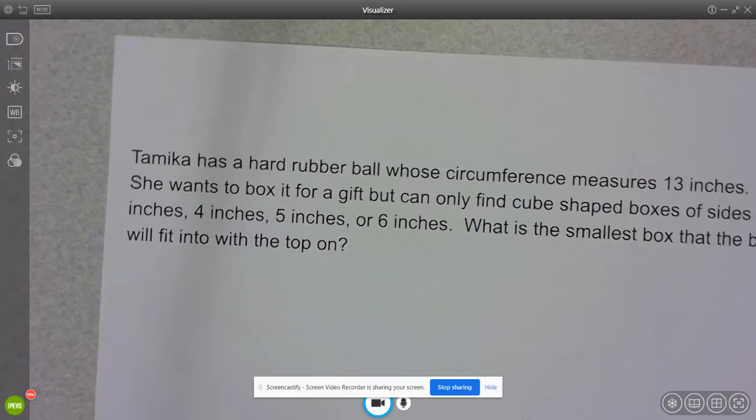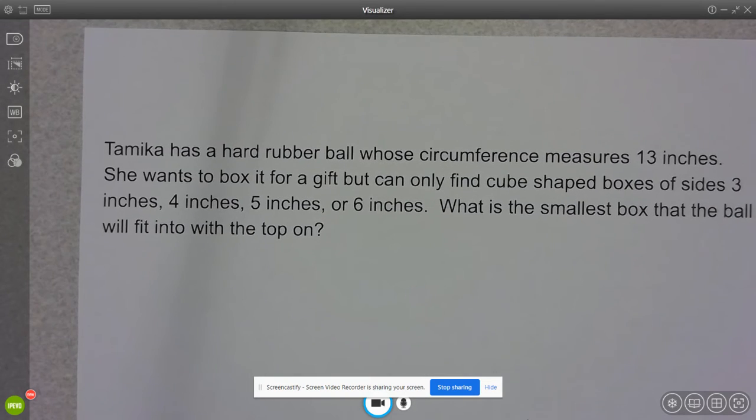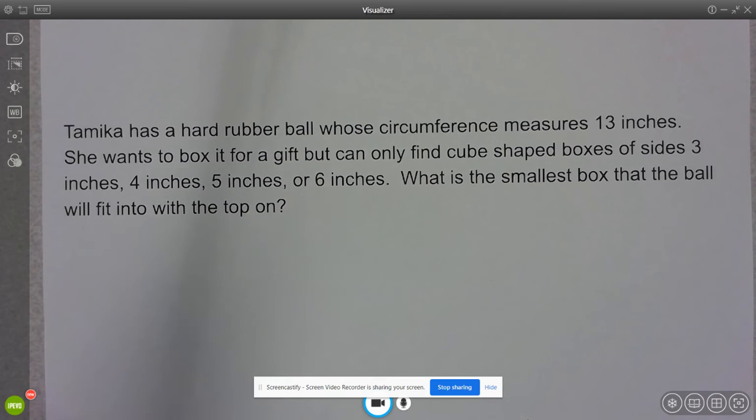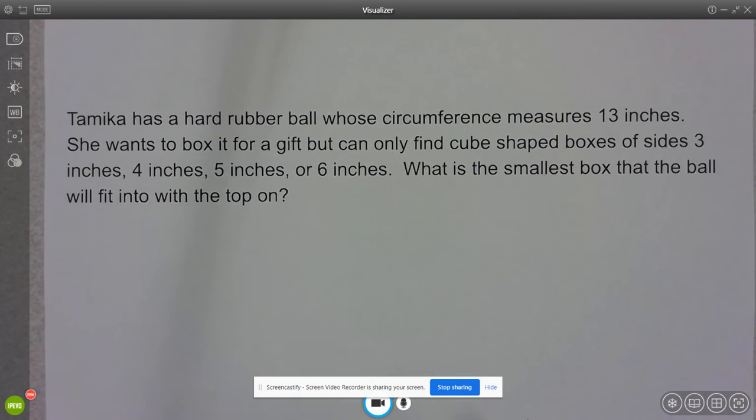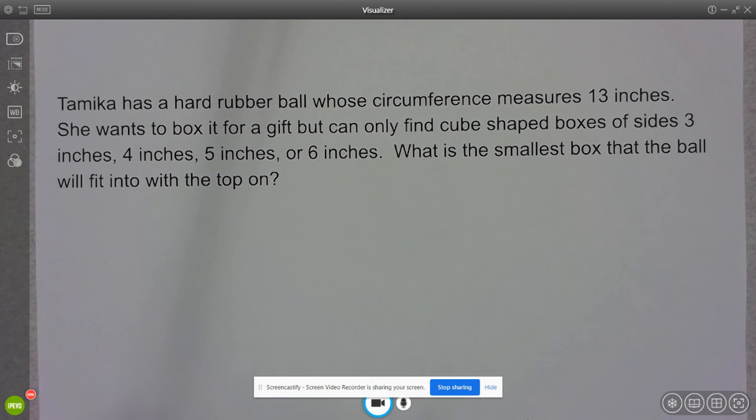All right, we got 2 more. So we have a rubber ball. We know the circumference of the rubber ball. We want to get a gift box that we can put this rubber ball inside, but there's only cube-sized boxes with 3, 4, 5, or 6 inches as the sides. And we need to figure out the smallest size box we could purchase to make this fit.